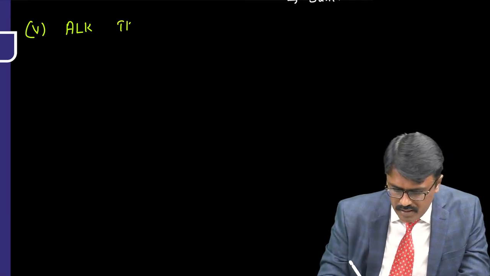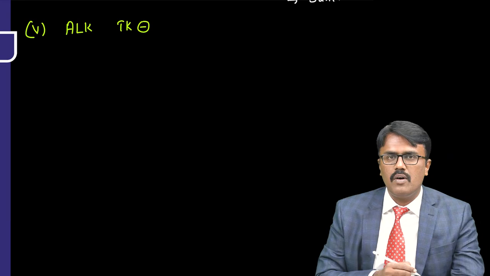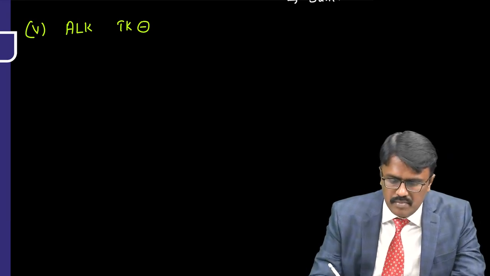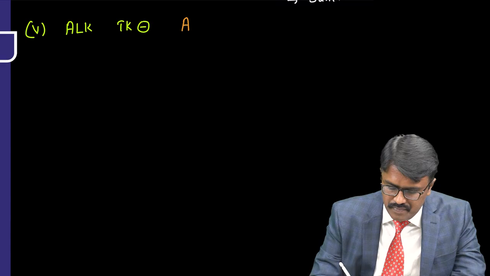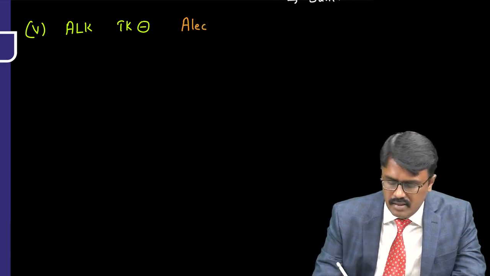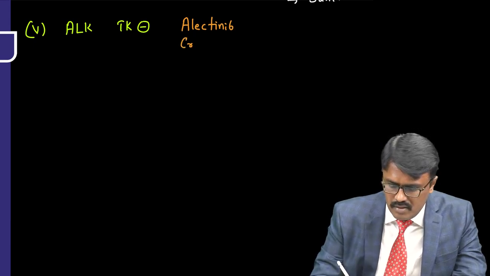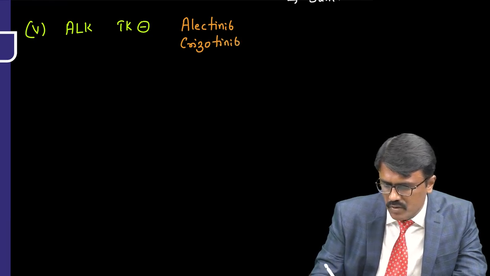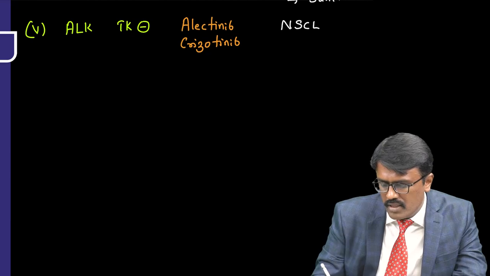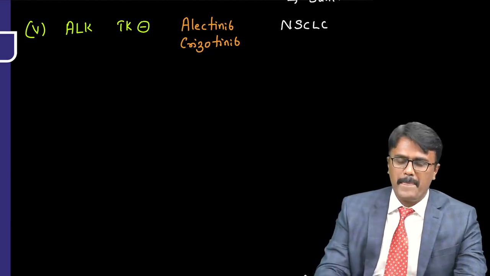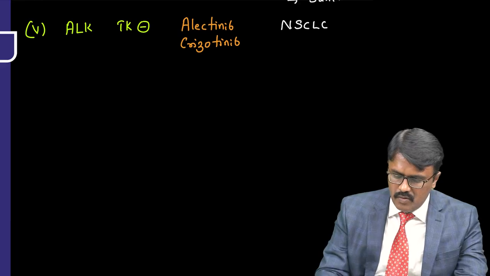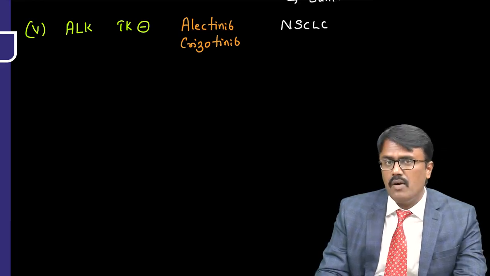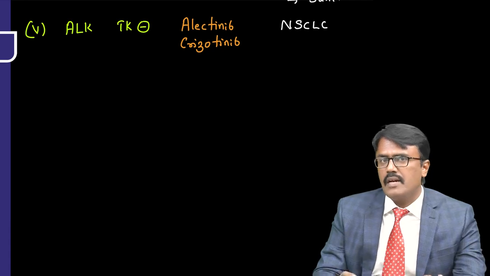ALK tyrosine kinase inhibitor. What is the name? You know, Alexa. It is called Alectinib. And one more is Crizotinib. So these are used for non-small cell lung cancer. Yes. So what we discussed till now, they are all the inhibitors of the tyrosine kinase.